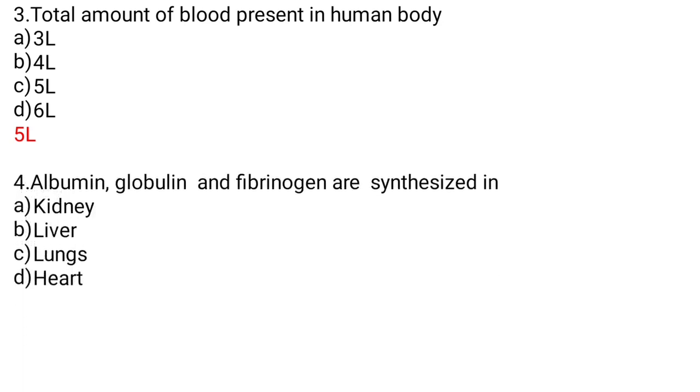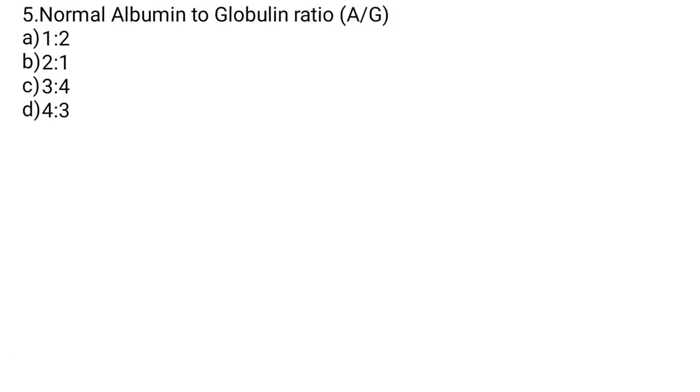Coming to fourth one, albumin, globulin and fibrinogen are synthesized in option A kidney, option B liver, option C lungs, and option D heart. And the answer is liver. Coming to fifth one, normal albumin to globulin ratio is 1 is to 2, 2 is to 1, 3 is to 4 or 4 is to 3. And the answer is 2 is to 1.